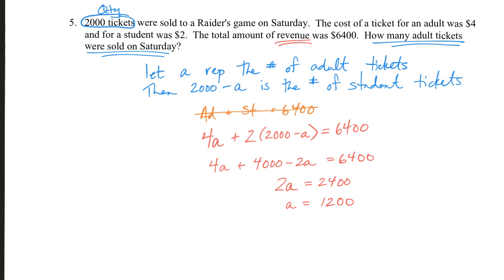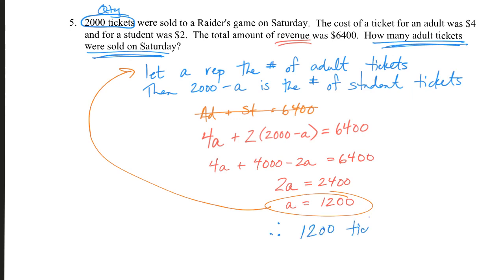Now, right back at the very beginning of this, I underlined in blue how many adult tickets were sold. This is the reason why I chose to make my variable what the problem was asking for. Notice the question asks how many adult tickets were sold. I just solved for A. Well, what was A? It was what the question asked for. It means I don't have to do any other work. I already have my answer. So in order to answer that problem then, therefore, what were the 1,200? They were simply tickets. Put on your units and you are good.